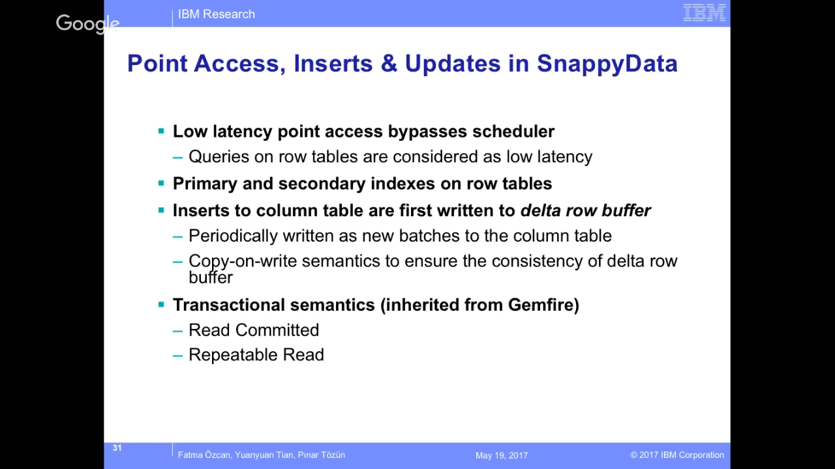And then for the row tables, they have primary and secondary index support. For column tables, if a table is declared as a column table, they also allow you to do updates, but it's done through a delta row buffer. It's first written into the delta row buffer and then periodically written as new batches to the column table. And it's using copy-on-write semantics to ensure consistency. As for the transactional semantics, it provides two levels: read committed and repeatable read.